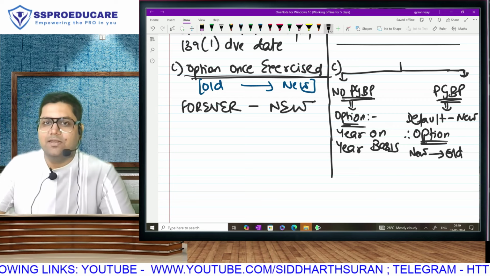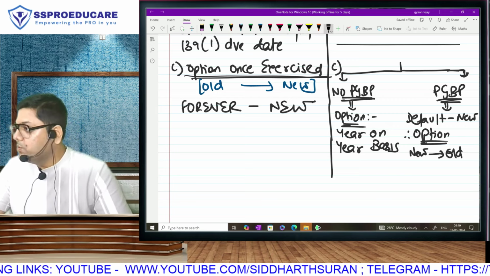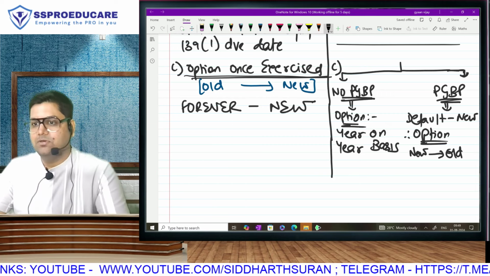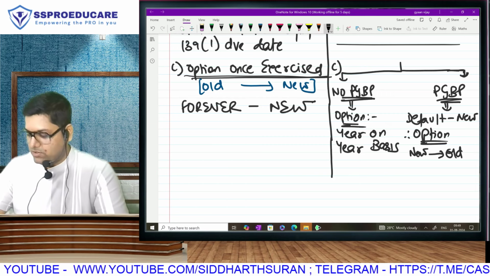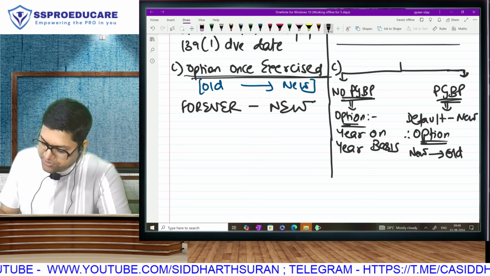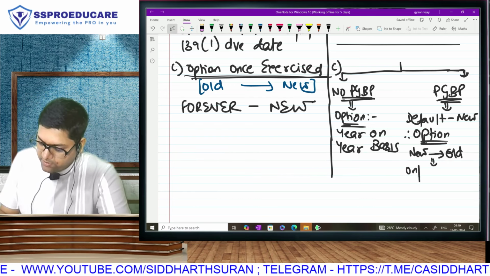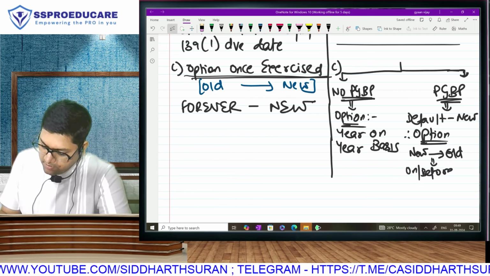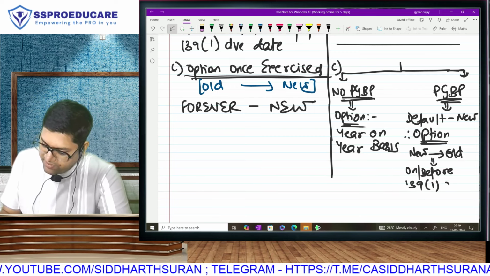By default, you are where? New. So the option is to move from new to old, correct? This option you can exercise on or before the Section 139 due date.